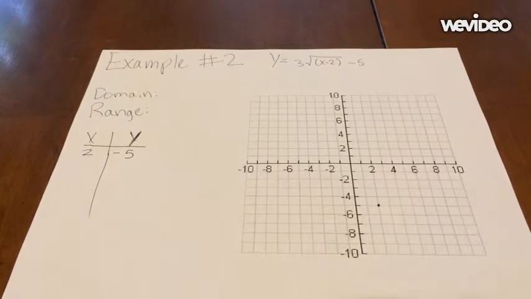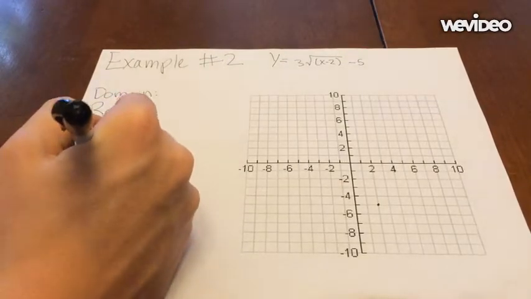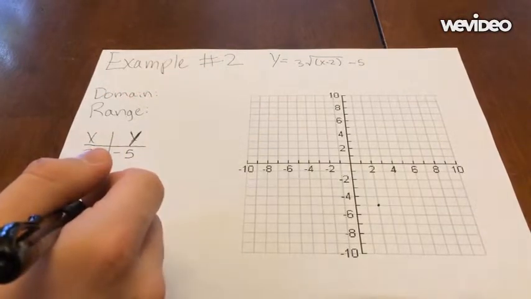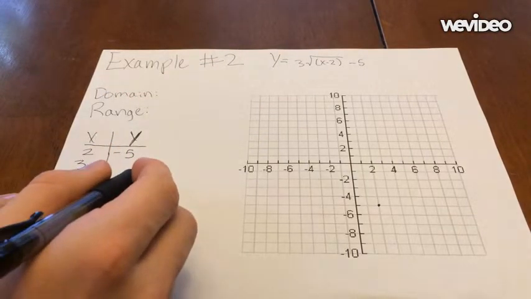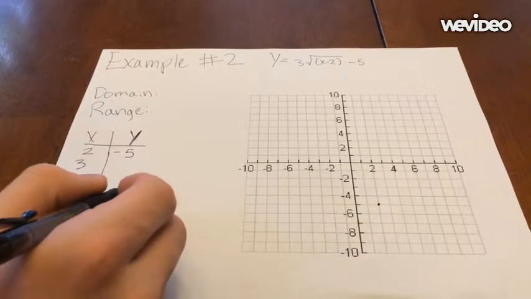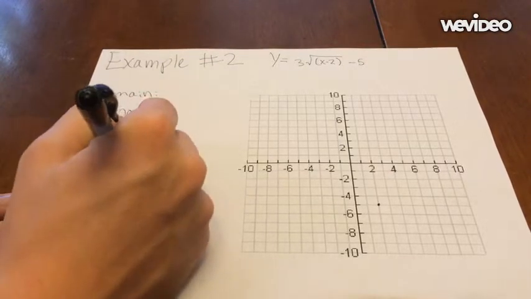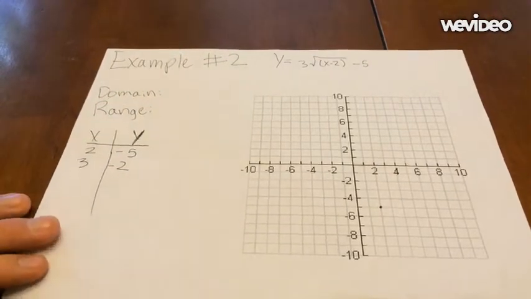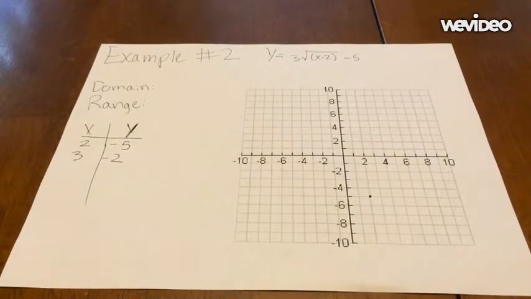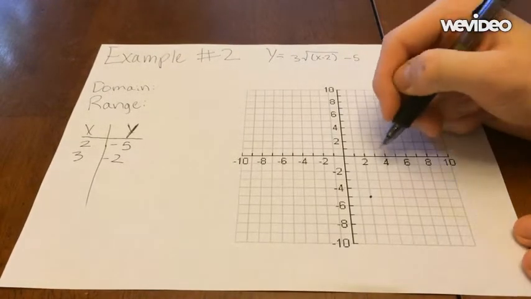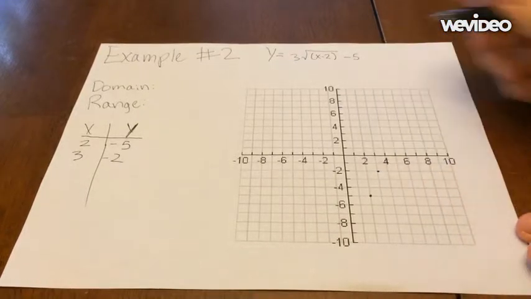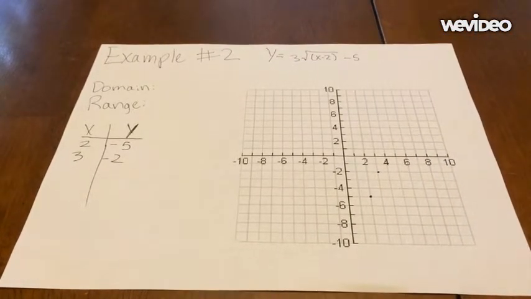So we're going to get another point, we're going to do 3 this time. So 3 minus 2 is 1, alright, and then square root of 1 is 1, times 3 is going to be 3, minus 5 is negative 2. So we're going to have 3, negative 2. I'm going to come over here and plot that right here. 3, negative 2. As you can see, this graph is already a lot steeper than the normal one.